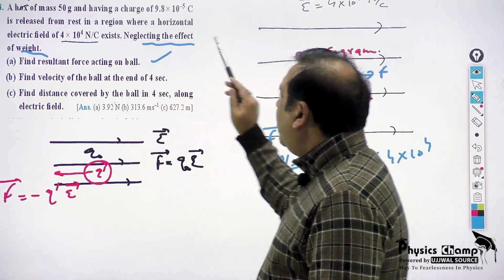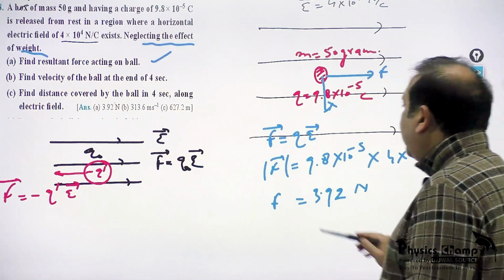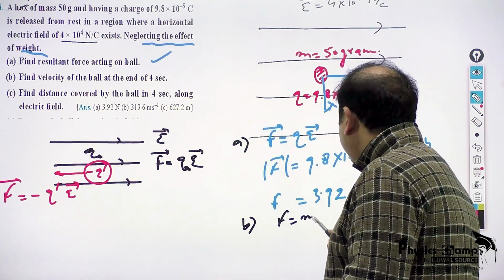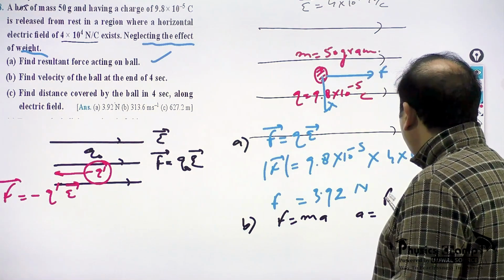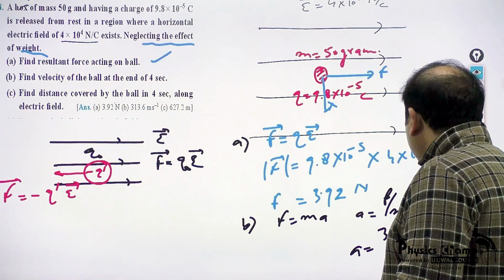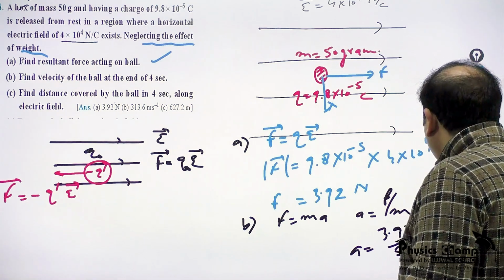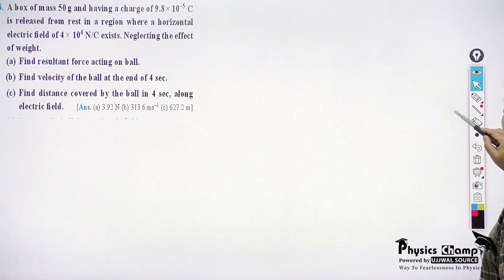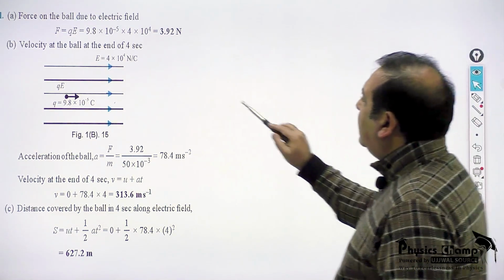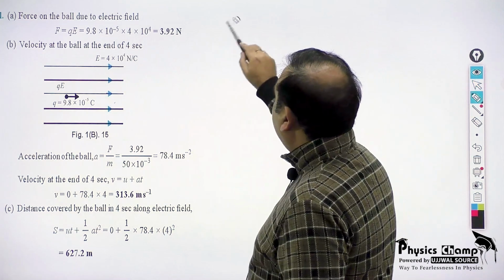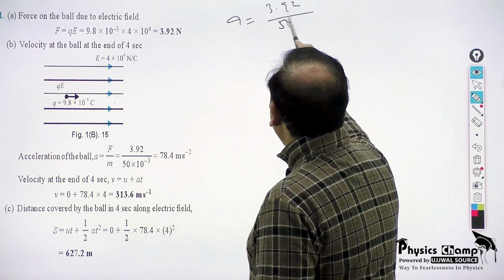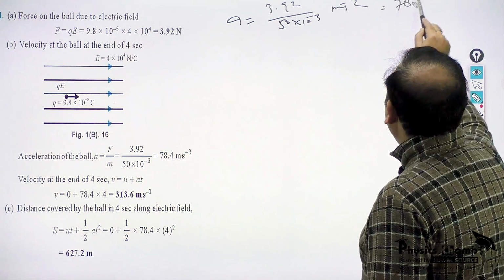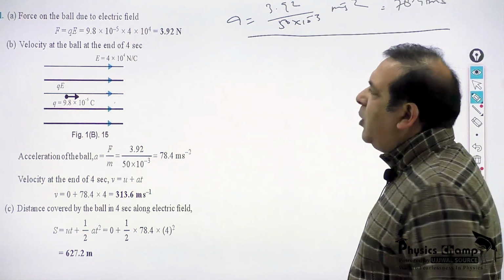The second part is to find the velocity of the ball at the end of 4 seconds. How to find it? F is equal to ma. So it is going to have an acceleration which is force divided by mass. Force is 3.92 and mass is 50 into 10 to the power minus 3, 50 gram. We want acceleration in meter per second square, so the acceleration will be 3.92 by 50 into 10 to the power minus 3, and that comes out to be 78.4 meter per second square. The ball is having an acceleration this much.